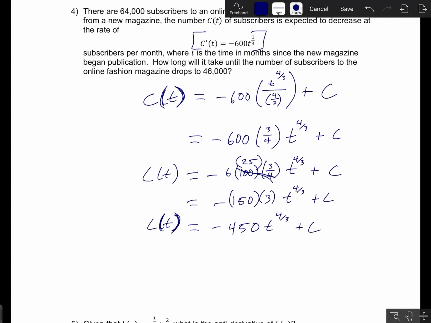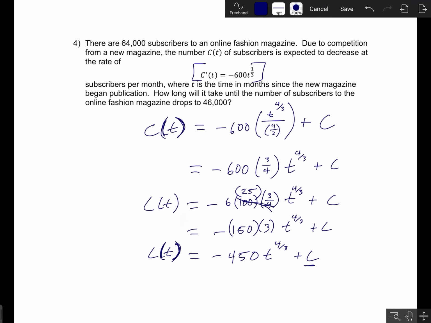However, remember that we're still ambiguous up to this constant, so we don't know exactly what this constant is, but we can find it based on the information that's given to us in the prompt. So what we know is that there are currently 64,000 subscribers to this online fashion magazine. So here, this is meant to be the current number of subscribers, and we want to know how long it will take until the number of subscribers drops to this 46,000 mark, where t is the amount of time that passes from now. So the way that I would write this initial condition is like this.